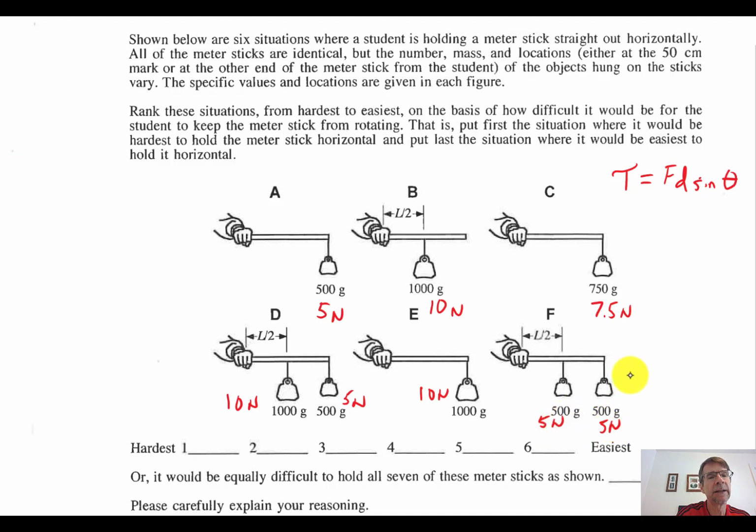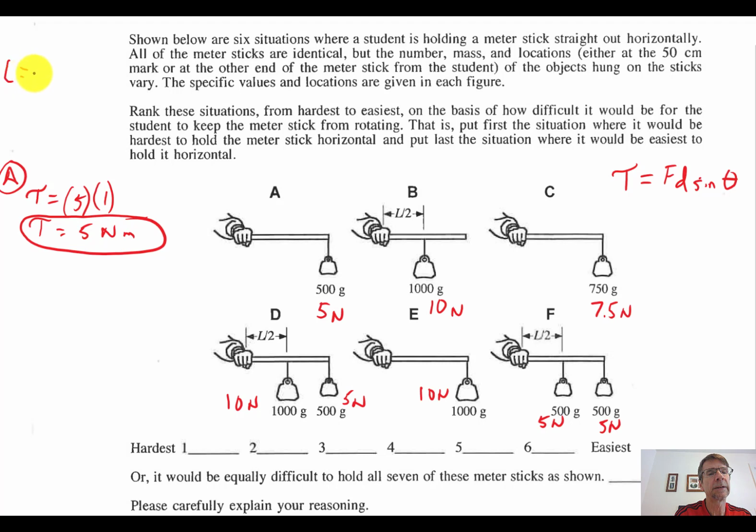So in case A, I'll try to do it over here. What is the torque generated by the weight? Well, the torque generated by the weight is the force, 5 newtons, times the distance. Now, we don't know how long these meter sticks are. But let's say they're 1 meter long. So that's at a distance of 1. So the torque in A is 5 Newton meters. That's the torque generated in A. If we say let L equal 1 meter, the length of the rod.